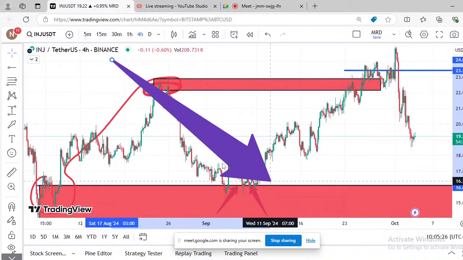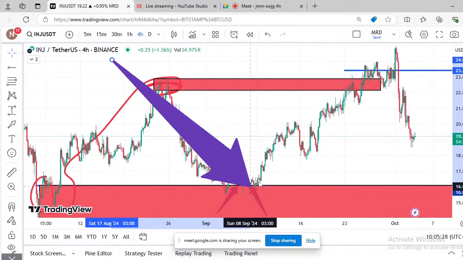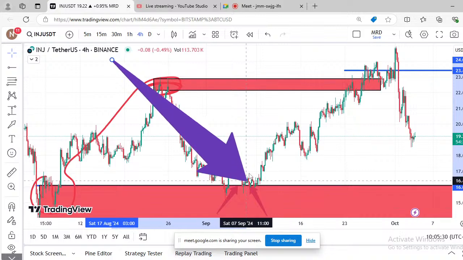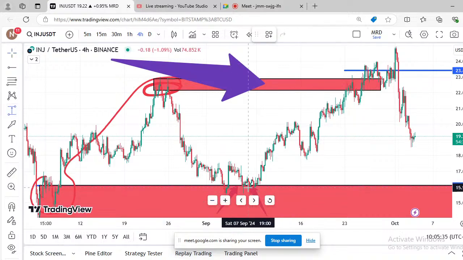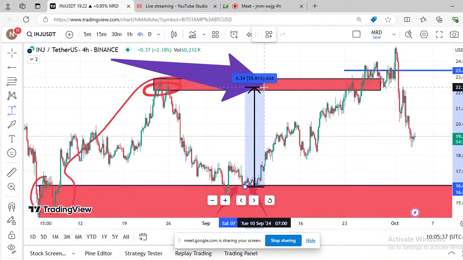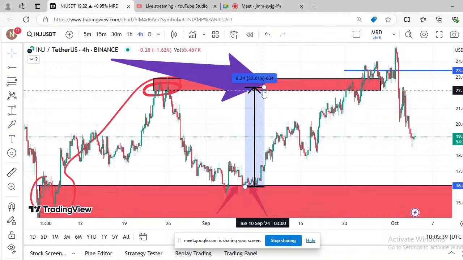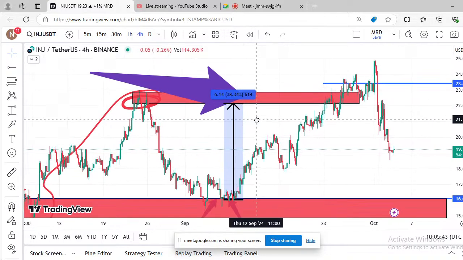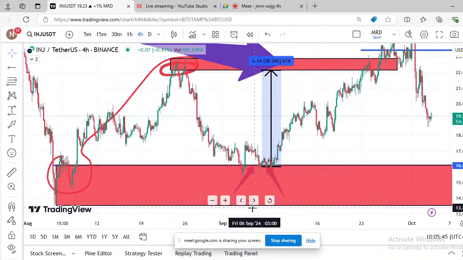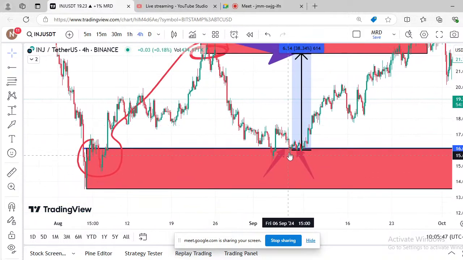Therefore, the entry was to be here around this zone, targeting the previous high. So we could enter this point targeting this high, whereby it was around 38%. You get the point? Because this point on 1 week and 1 day, it is strong.